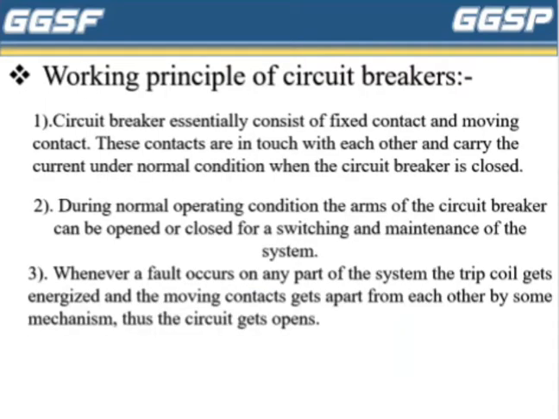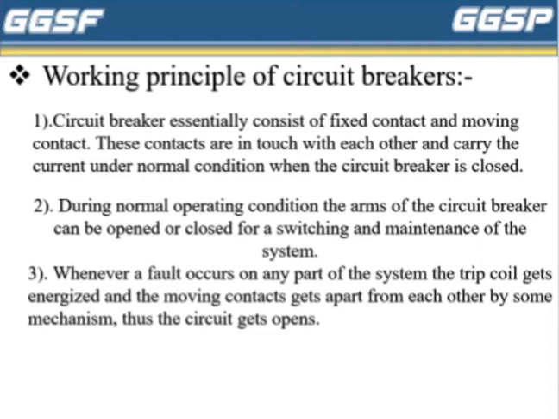Working principle of circuit breaker. We should also know that a circuit breaker is a type of switchgear equipment. A circuit breaker essentially consists of fixed contacts and a moving contact. These contacts are in touch with each other and carry the current under normal condition when the circuit breaker is closed. Here we should know that the fixed contact and moving contact are the essential parts of the circuit breaker.